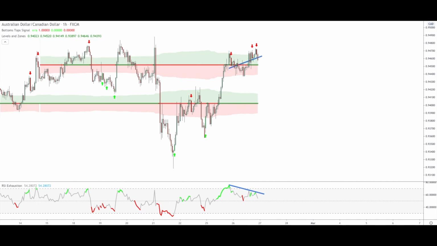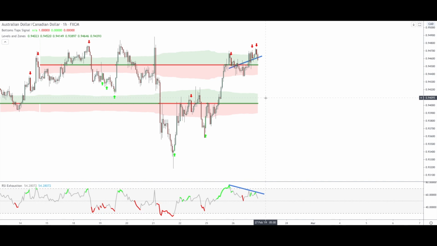The second condition is to have the RSI exhaustion to be exhausted. And in this case it is bullish exhausted, so we want to trade this price action to the downside. We want bullish exhaustion so that the price doesn't have enough room to go any higher. This is okay because it confirms our overview of this price action which should take place going forward.